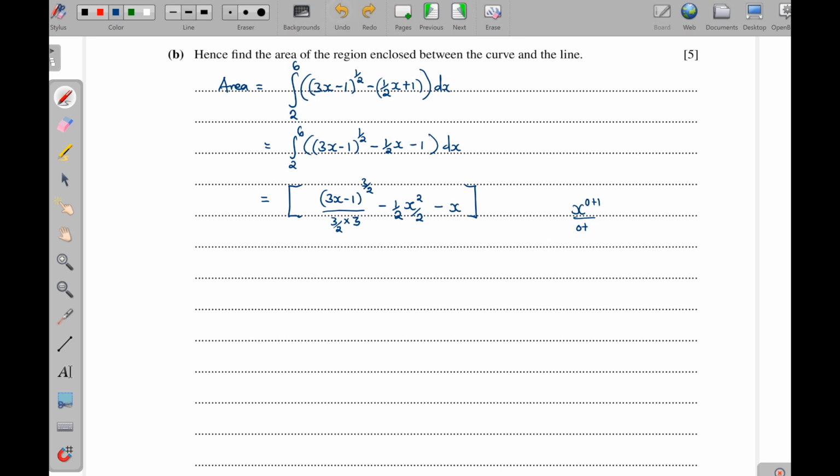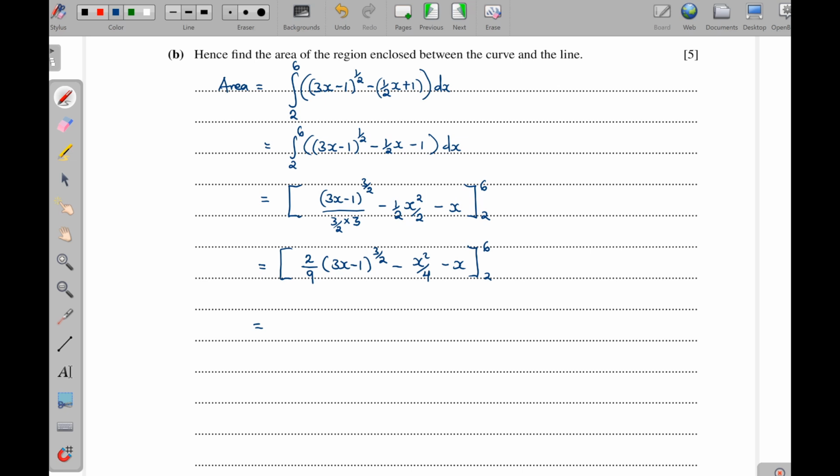Then what else? Now we put our limits, right? That is 6 and then 2. Simplified before we put the limits. This will be 9 over 2. Then the 2 will somersault and then go up there. So that will be 2 over 9. Then 3x minus 1, power 3 over 2, minus x squared out of 4, minus x, and you have 6 and then 2 here.